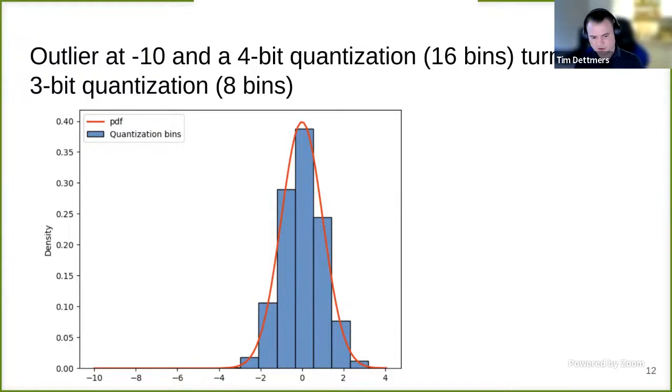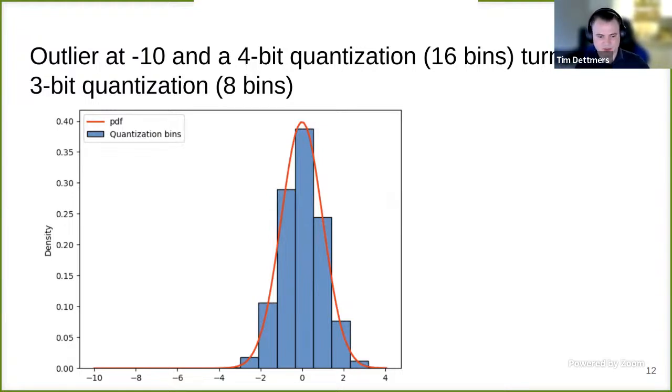But then there's also the problem that the outliers can affect the quantization a lot too. So here we have, again, a similar example. We have a 4-bit quantization, but now I inserted an outlier at -10. And so we normalize into this range, slice the distribution into 16 pieces with equal width. And this is our quantization.